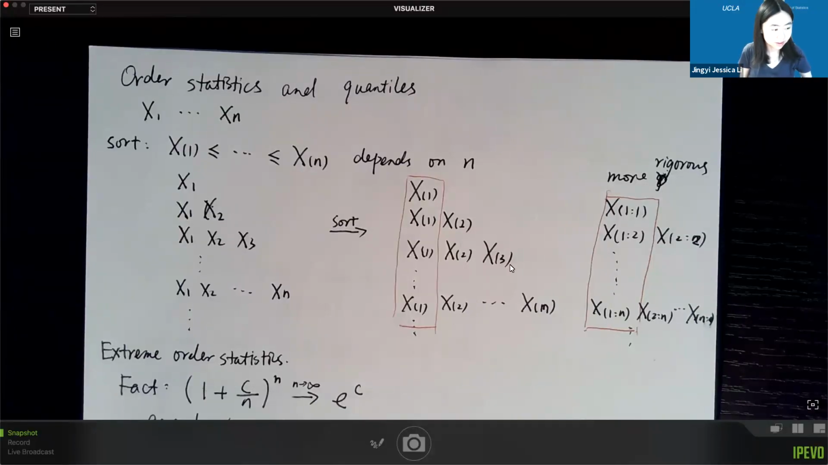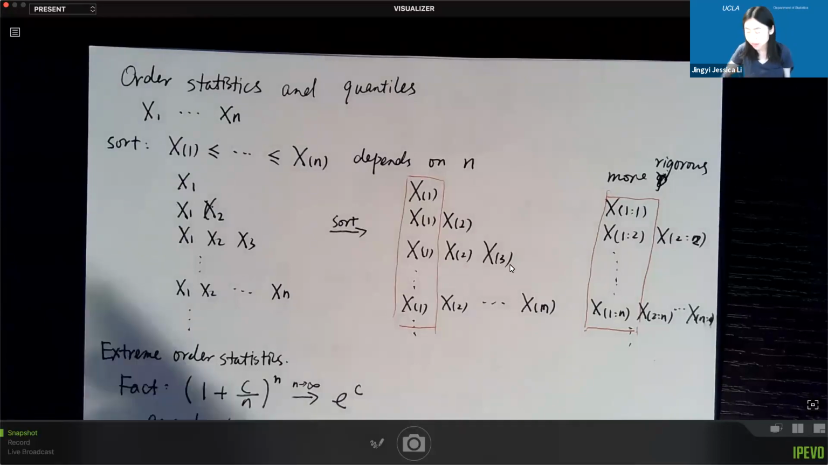Okay, morning everyone. Today we're going to continue our discussion about the asymptotics of order statistics. This is what we did at the end of our last lecture. So we define order statistics by sorting n random variables from the smallest to the largest.